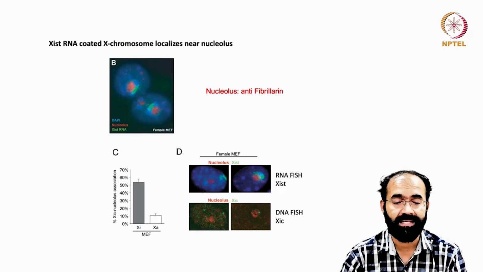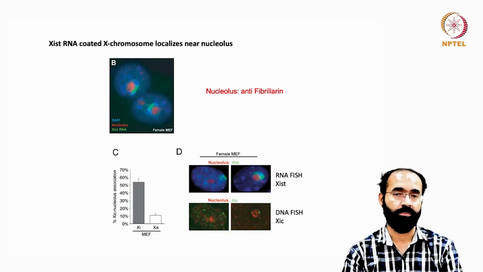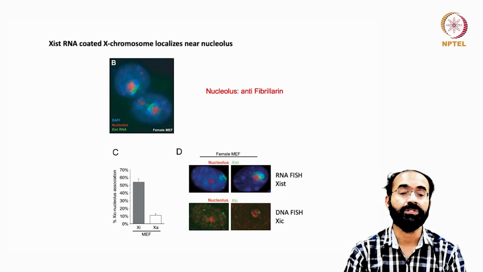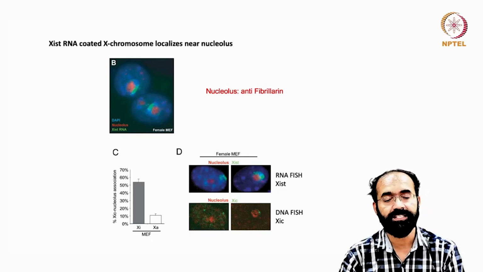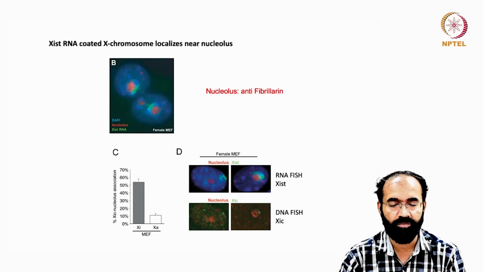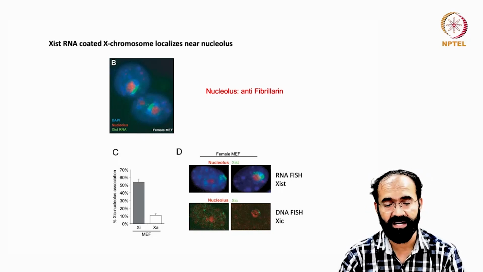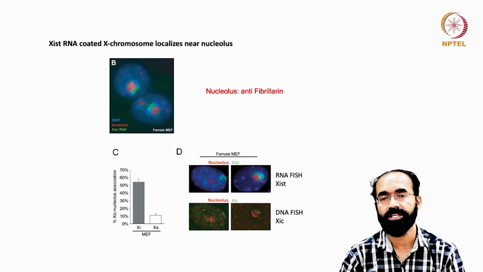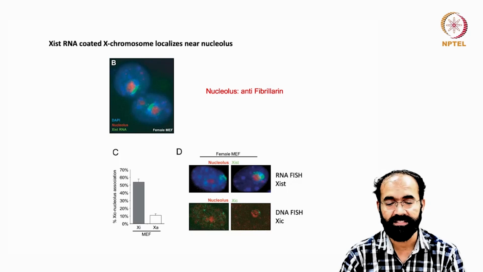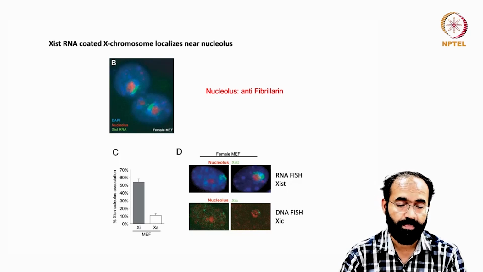So what it indicates is that the Xist-coated X chromosome, meaning the inactive X chromosome, comes closer to the nucleolus, and eventually it is located at the periphery of the nucleus. The nucleus has a circular, oval shape, and the chromosome is moving towards the periphery. And whether you do RNA FISH or DNA FISH, where FISH stands for fluorescent in situ hybridization, using RNA or DNA as a probe, in both cases you can see its location is towards the periphery.